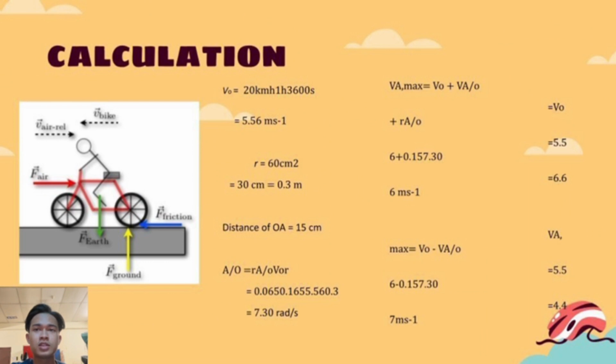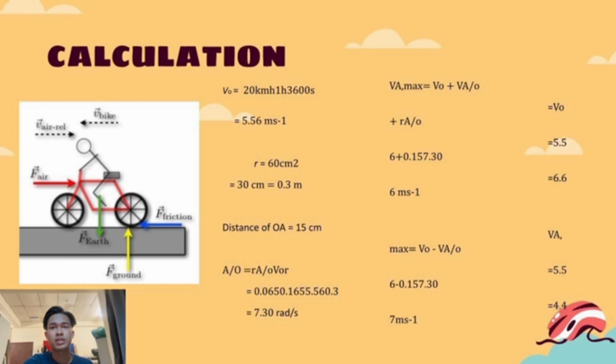Next I will explain the calculation. The question is: calculate the speed at which the cyclist should ride out and back to achieve the maximum and minimum magnitude of the absolute velocity of the pedal A for the round trip. The cyclist should pedal steadily to maintain a constant speed of 20 km per hour against a slight headwind.